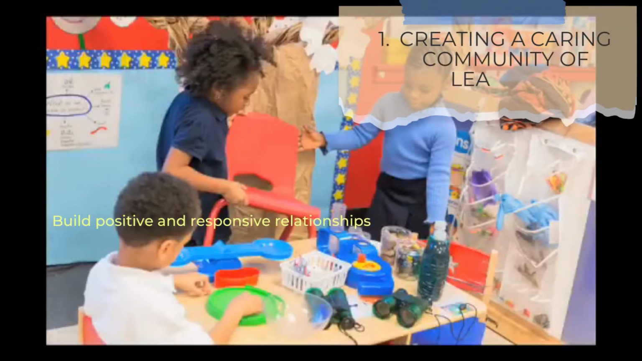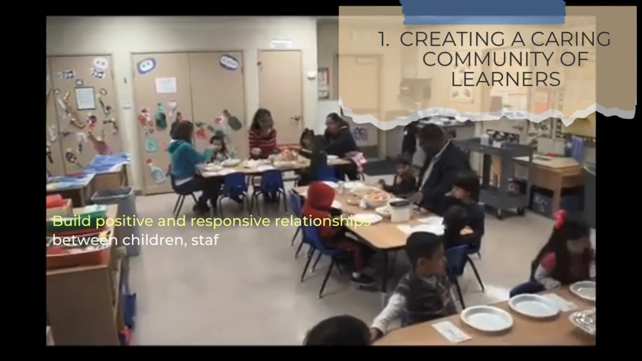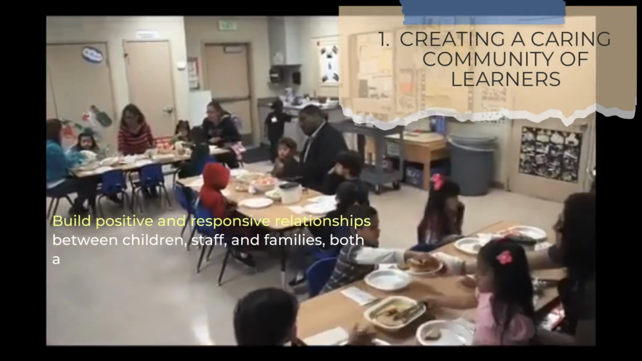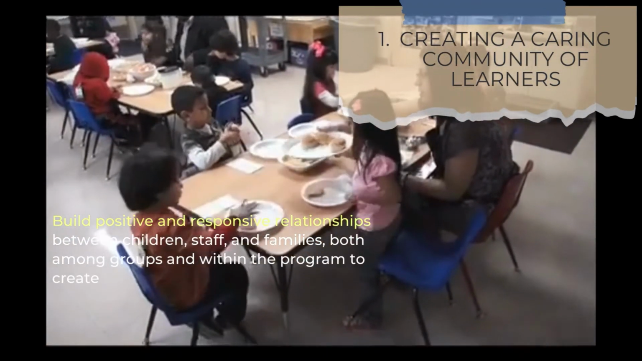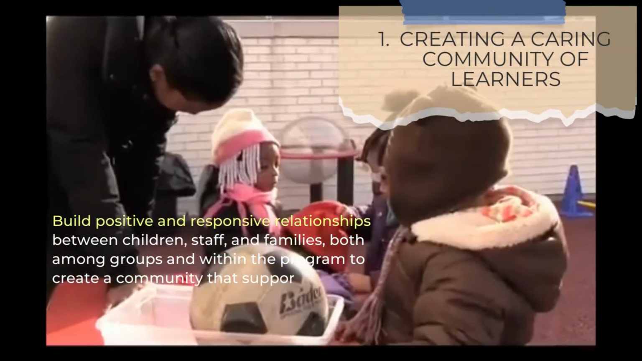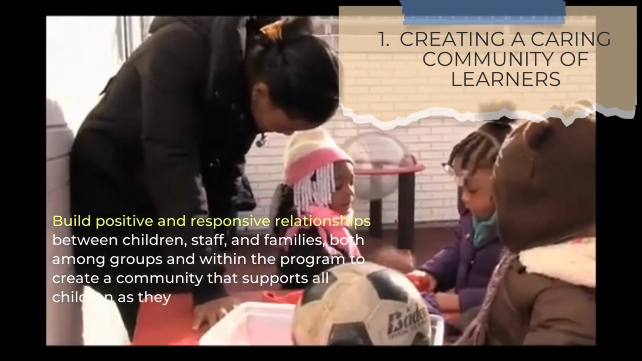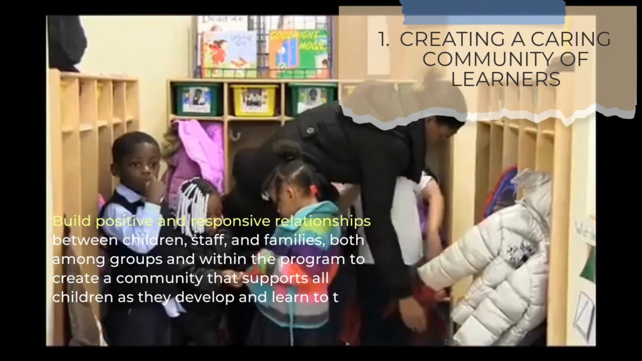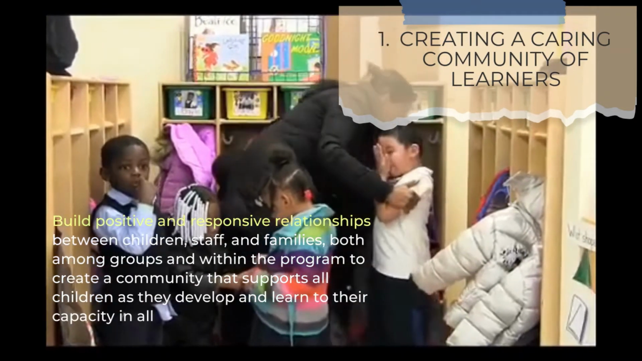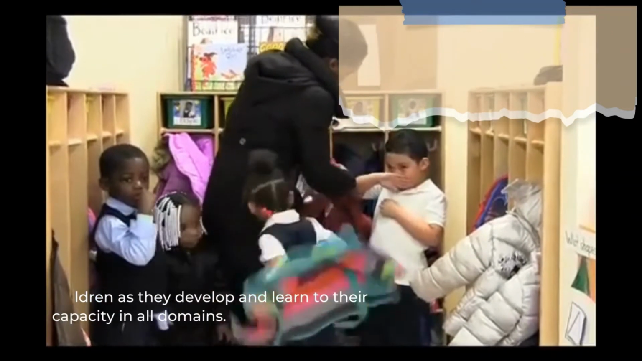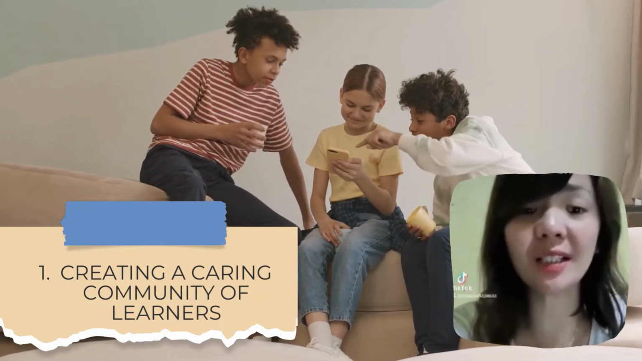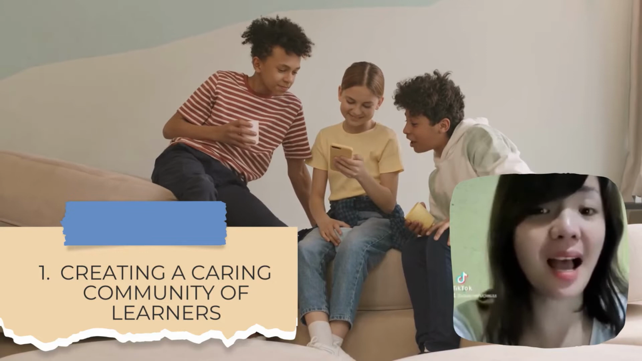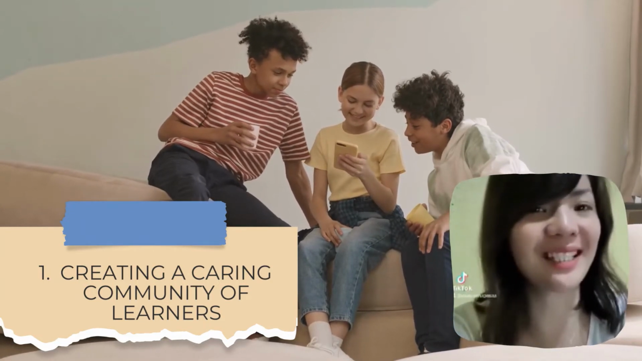Number 1, creating a caring community of learners. Build positive and responsive relationships between children, staff, and families, both among groups and within the program, to create a community that supports all children as they develop and learn to their capacity in all domains. This includes making the classroom a safe space for children to express themselves, ask questions, and try out ideas.